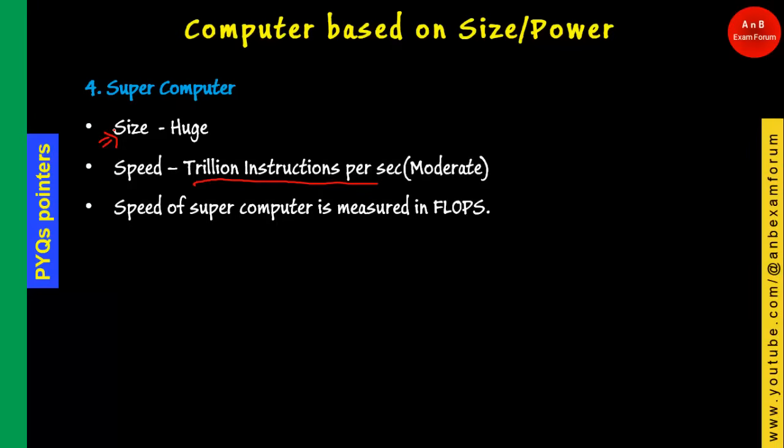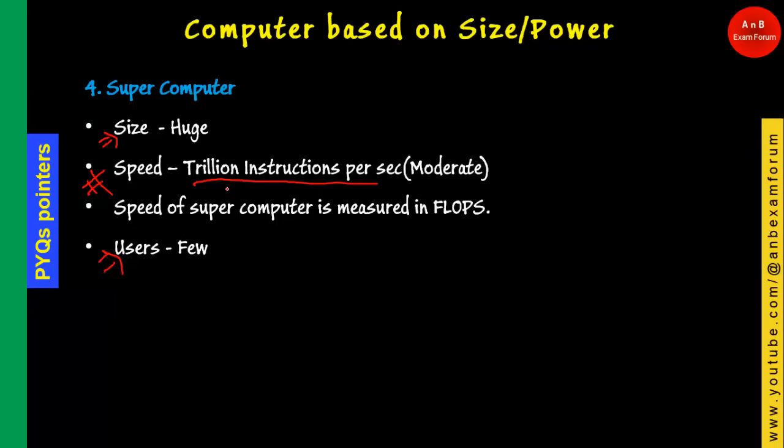Whereas if you talk about supercomputers, users will be few. It is a very costly computer, but the size is huge. The great advantage is the speed. It can do trillions of instructions per second, and you will get a result in microseconds. If you talk about the AI nowadays, all those AIs are using supercomputers.